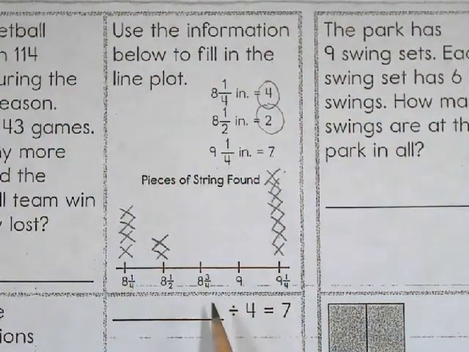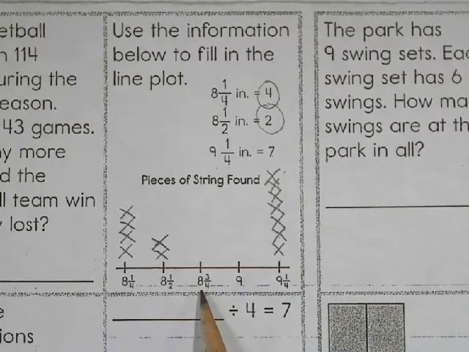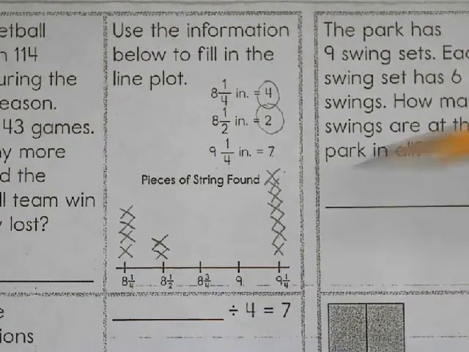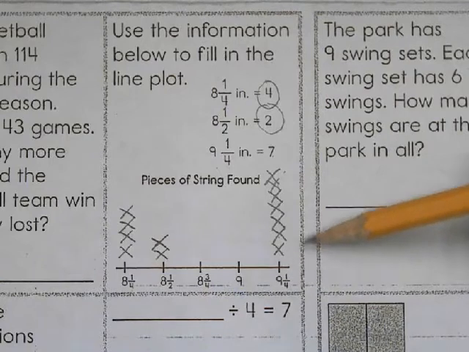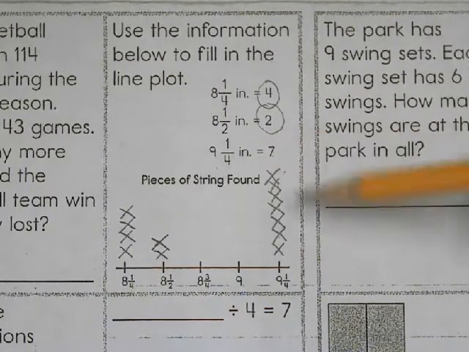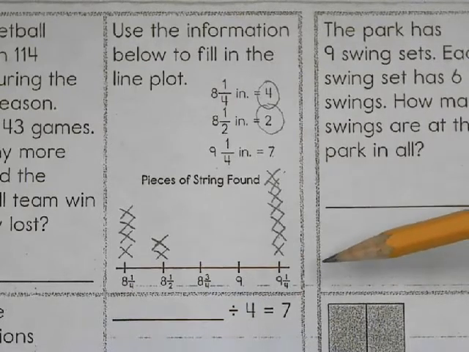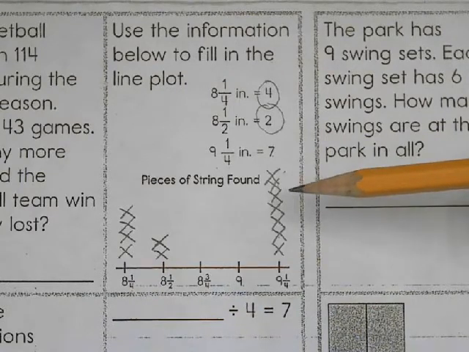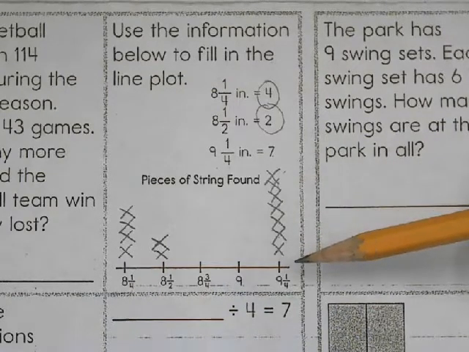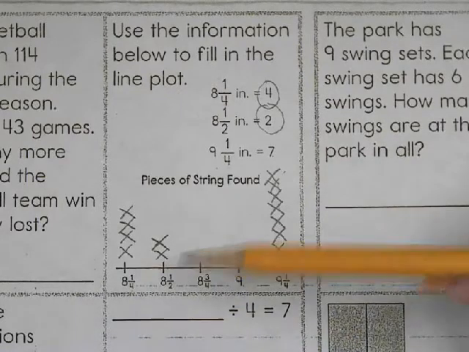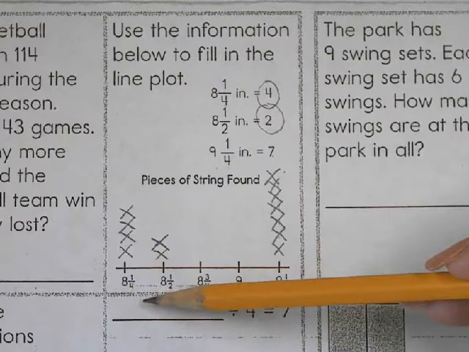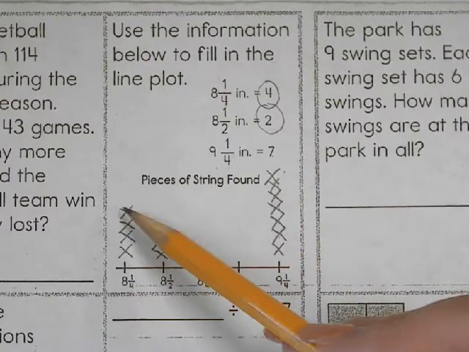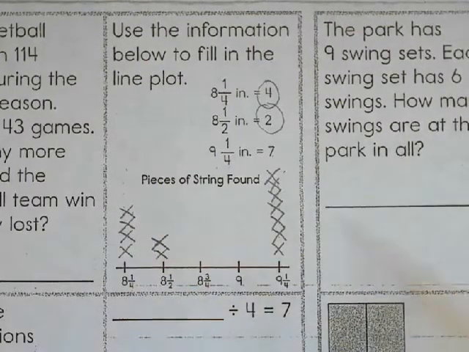Now you'll notice here that we didn't have any pieces of string that were 8 3/4 or 9 inches long. So if we were to use this data, we could say that there were more pieces of string that were 9 1/4 inches long than any other length. Or if we were going to compare pieces of string, we could say that the difference between the number of 9 1/4 pieces of string compared to the number of 8 1/4 pieces of string would be a difference of 3, because you could take the 7 pieces minus the 4 pieces, and that means that we would need 3 more to make them the same amount.